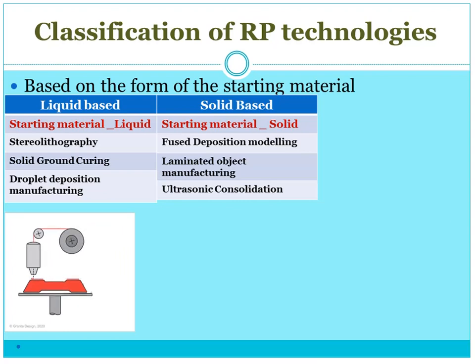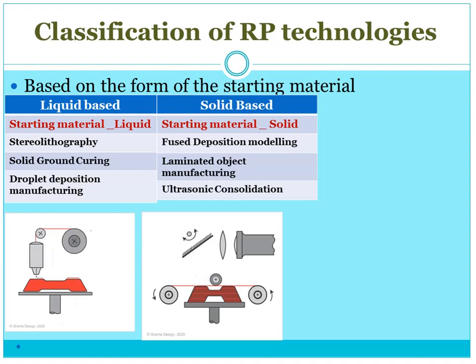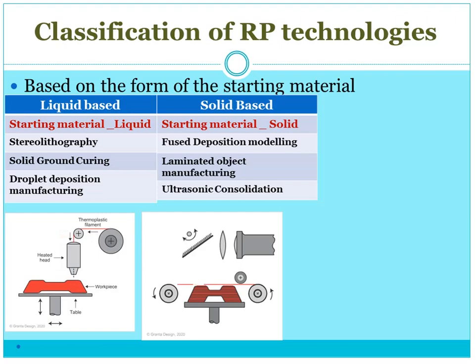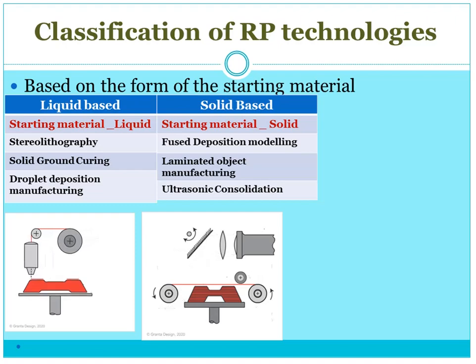The next one is LOM, that is laminated object manufacturing. In that, we are using one sheet, which is a transparent one, and UV rays. When the UV rays pass over these sheets, they get melted and are deposited on the next layer.